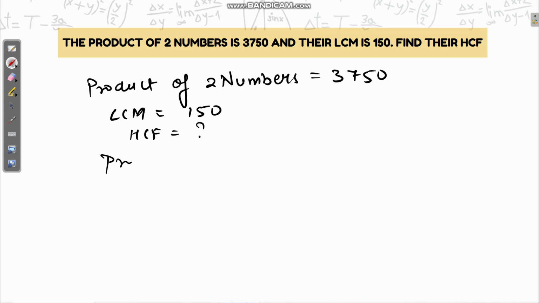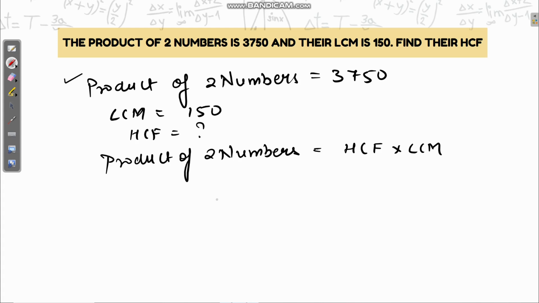Just write down the formula, that is product of two numbers is equal to the product of HCF and LCM. So do we know the product of two numbers? Yes, we know the product of two numbers, that is 3750 is equal to, do we know the HCF? So we don't know the HCF, so I'll just write down HCF, or you can write down X, anything, into LCM. Do we know the LCM? Yes, we know the LCM, that is 150. We have to find HCF.